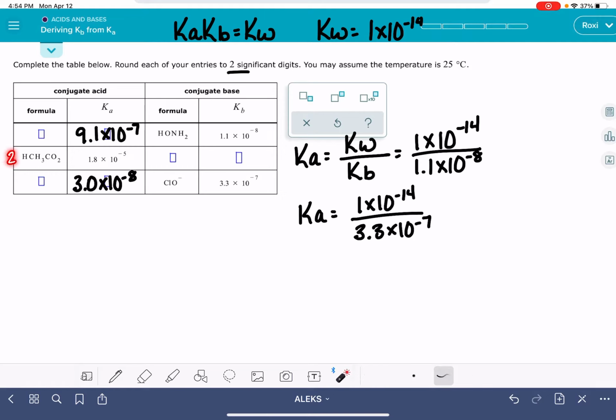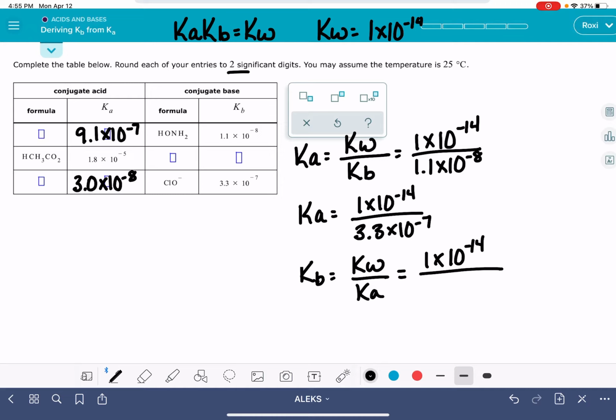For the second piece of information here, the second row, this problem is basically the opposite. We've been given the Ka value and we're being asked to calculate Kb. If we're trying to calculate Kb, we want to divide both sides by Ka. So Kb equals Kw divided by Ka. Then for our third set of information here, Kw, which is always 1 times 10 to the minus 14, our Ka is 1.8 times 10 to the minus 5.